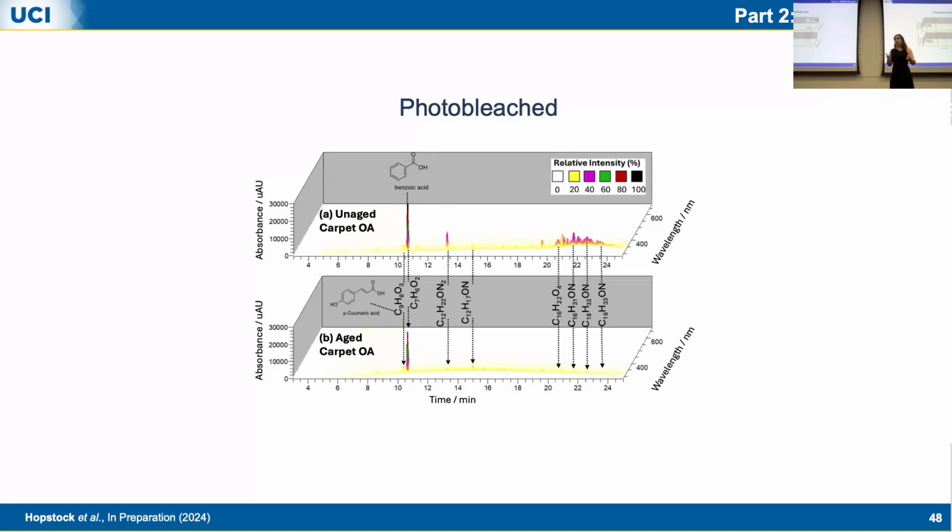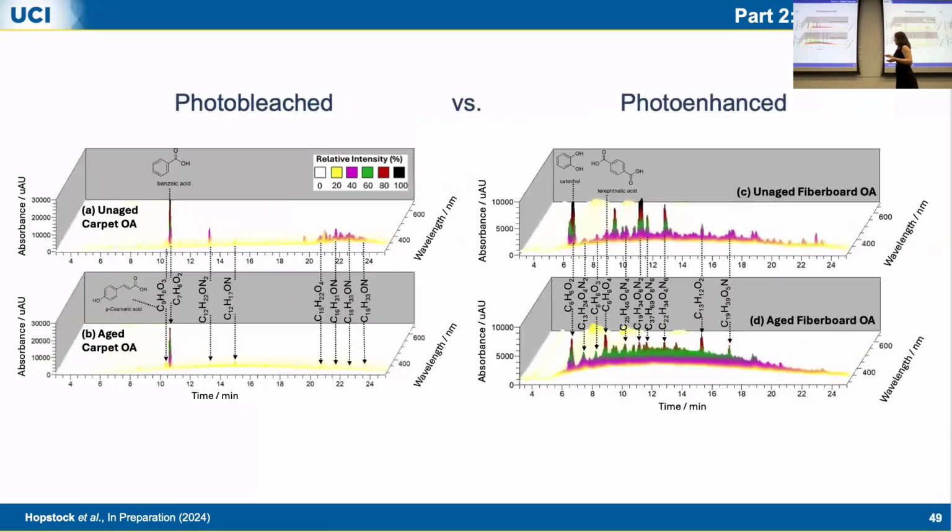And so we believe that that corresponds with the photobleaching effects that we saw. And then if I contrast that to a case of photo enhancement, so I have fiberboard in the top panel and then aged in the bottom, you'll see that we have catechol and terephthalic acid, these chromophores we were able to structurally identify here. But then as a function of aging, this is a sample that photo enhanced or got visibly a lot darker with aging.